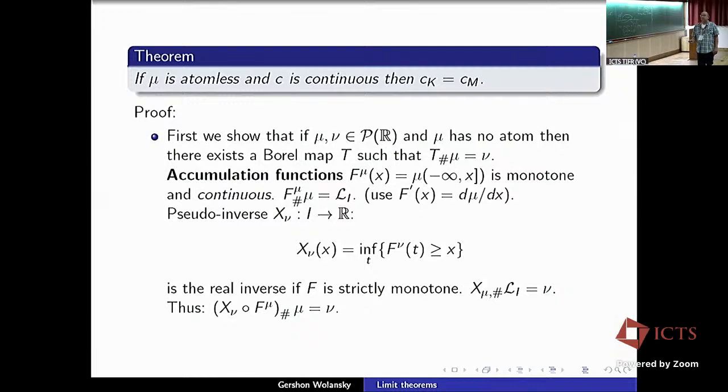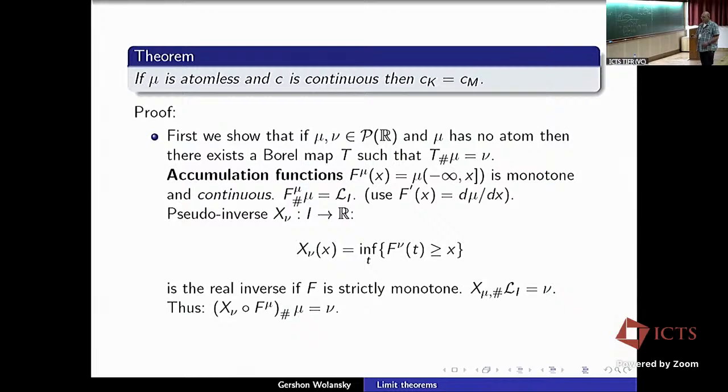What is the point of the real line? On the real line, we can define the accumulation function. This is just the measure of the interval from -infinity to x, the measure mu of the ray from x to -infinity. This is monotone, and it's continuous. Why is it continuous? Because mu has no atom. If you had an atom, then we would have a jump at the atom. If x has an atom, then this f will jump. But if mu has no atom, then f mu is continuous.